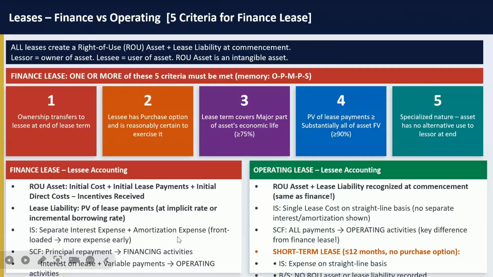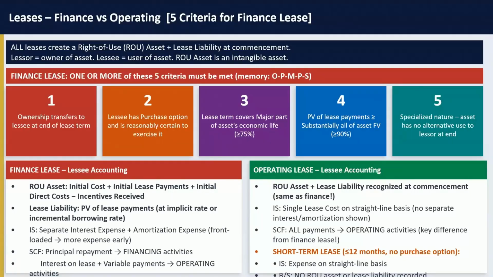Why do we record this? For any leasehold improvements that you have done, you will have to record this. Amortization expense and separate interest expense you have to record. And principal repayment will be considered as your financing activities, and interest that we are paying on lease will be our operating activities. Then comes our operating lease.